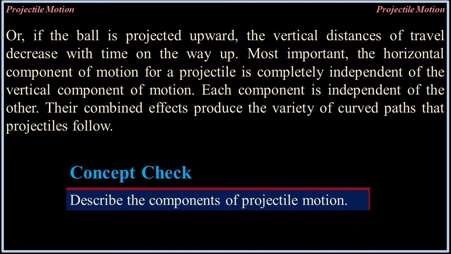Most important, the horizontal component of motion for a projectile is completely independent of the vertical component of motion. Each component is independent of the other. Their combined effects produce the variety of curved paths that projectiles follow. Concept check: describe the components of projectile motion.